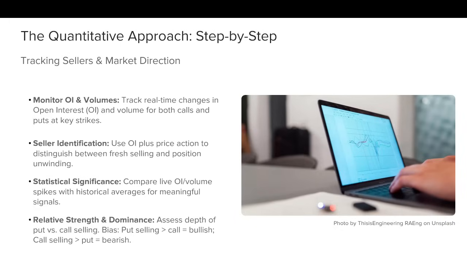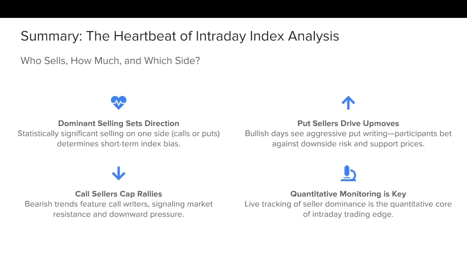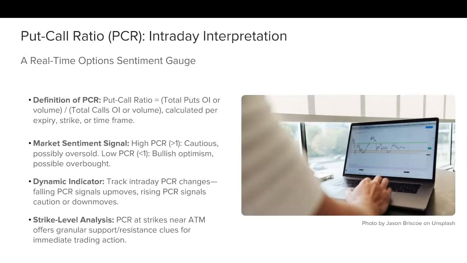Statistical significance: compare live OI and volume spikes with historical averages for meaningful signals. Relative strength and dominance: assess depth of put versus call selling. Bias: put selling greater than call selling is bullish, call selling greater than put selling is bearish. So dominant selling sets direction: put sellers drive up moves, call sellers cap rallies. Quantitative monitoring is key.